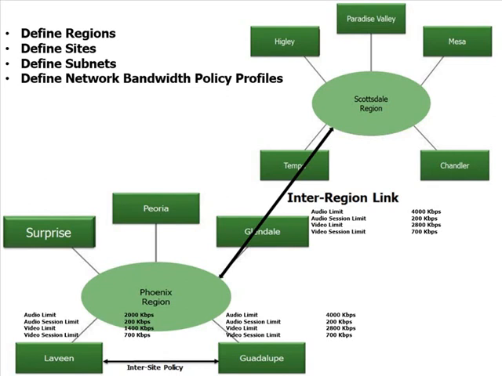The network bandwidth policy profiles can be attached or applied when a site is attached to a region or when two regions are interconnected through an interregional link. So as you'll notice in the diagram, as I've associated Laveen, the site, I've applied a policy to it.